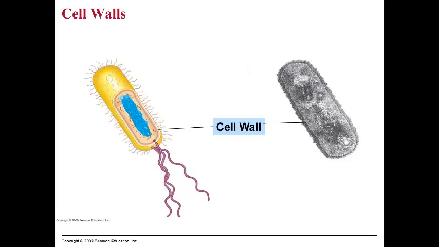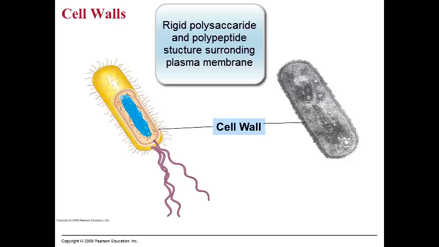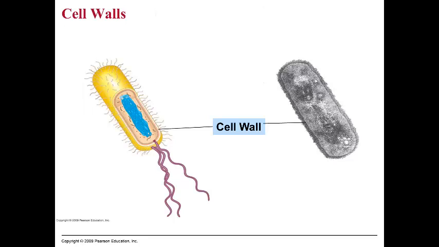Another distinct characteristic is the presence of cell walls. Cell walls surround the plasma membrane of prokaryotes, and they are different than those that we talked about with regard to plant cells. Plant cell walls are made up of cellulose, but the cell wall of a prokaryote is made up of a combination of polysaccharides and polypeptide chains. It's called peptidoglycan. And the amount of this substance in the cell wall is one of the ways that we distinguish types of bacteria from each other.